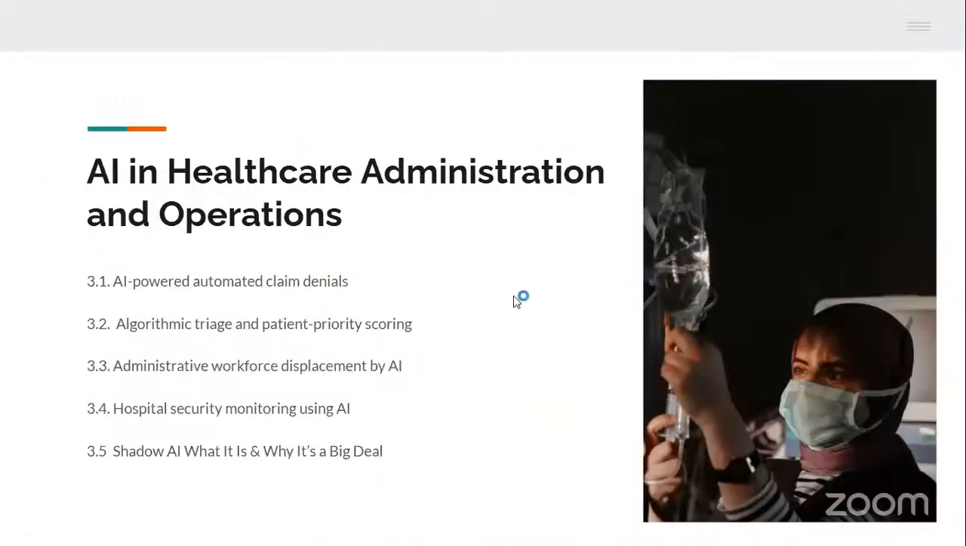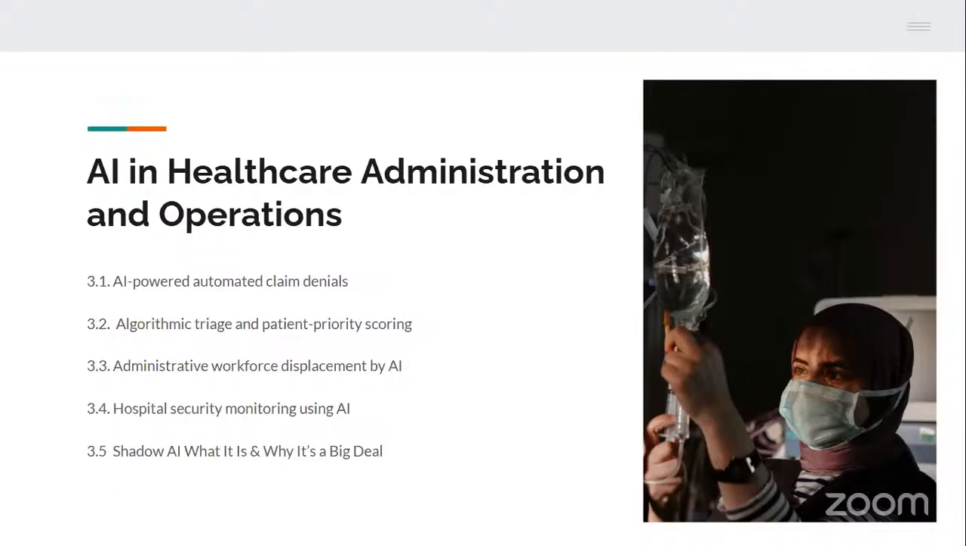So here comes the part: AI in healthcare administration and operations. Apart from medical terms, how can AI improve healthcare and make you worth more? Consider it can be used in AI-powered automated claims and denials, mainly for insurance purposes, and algorithmic triage and patient priority scoring. This helps to prioritize the patient and give the proper treatment to them.